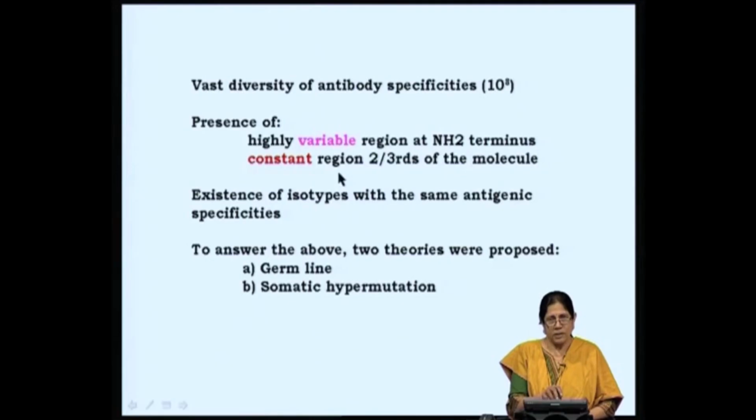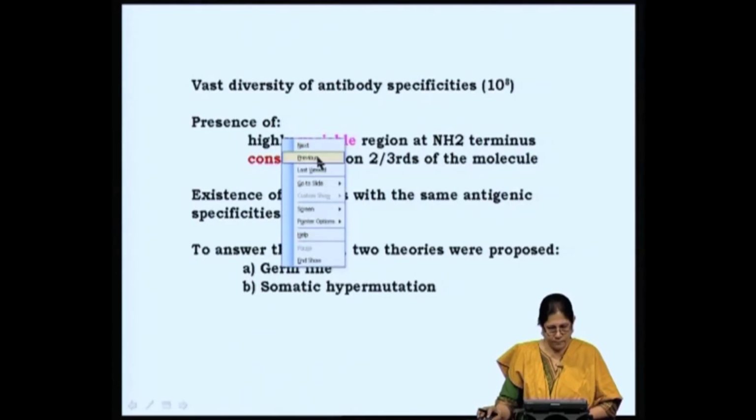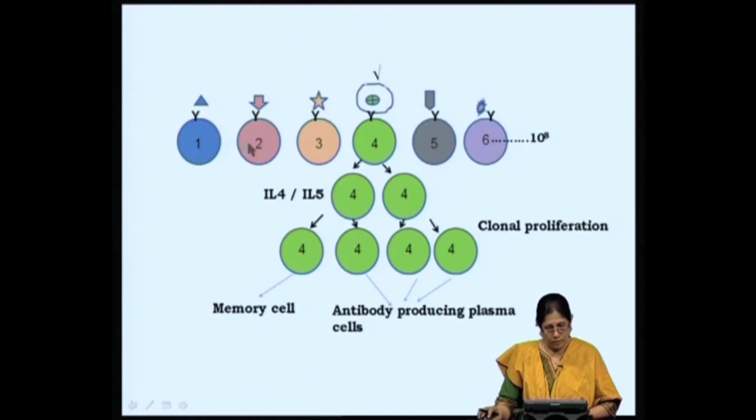Intriguingly, the same molecule, the antigen receptor, has a highly variable region at the amino terminus, the terminus through which it recognizes the antigen. Yet, 2/3 of the same molecule is very constant. So, if you can go back to the previous slide, we can see that 2/3 of this receptor which is present on each of these B cells is identical. It is only at the amino terminus, a small fragment, which is highly variable.